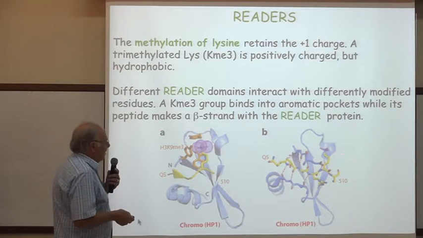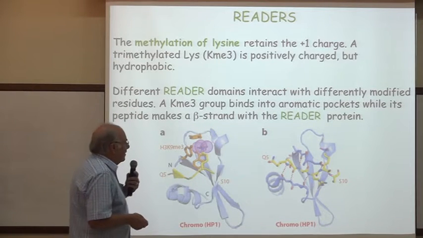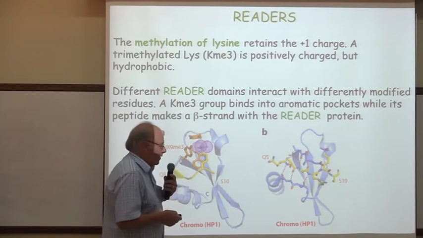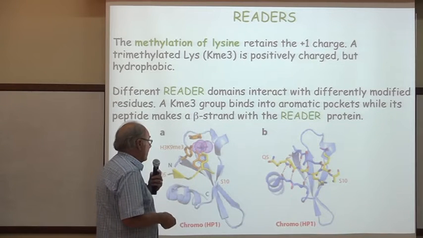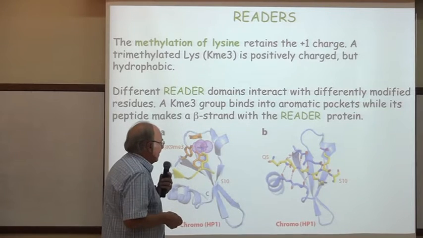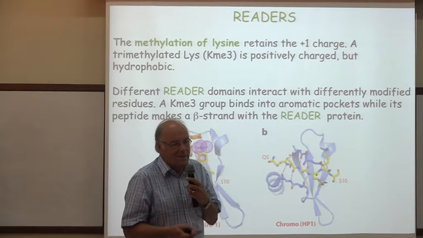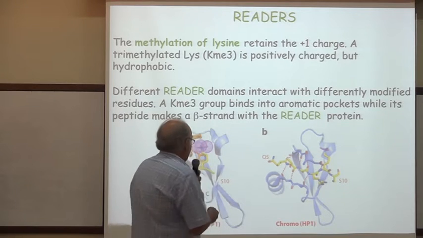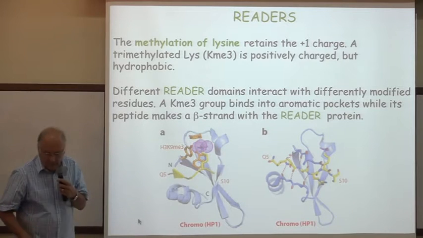And here we see the arrangement of the polypeptide, the same polypeptide. So it makes a beta structure. The polypeptide is recognized by this chromo reader protein. The chromo is the reader protein here. It makes a nice beta arrangement, but the lysine is then finding a proper pocket where it can stabilize its positive charge that is 3-methylated through the aromatic arrangement around here.